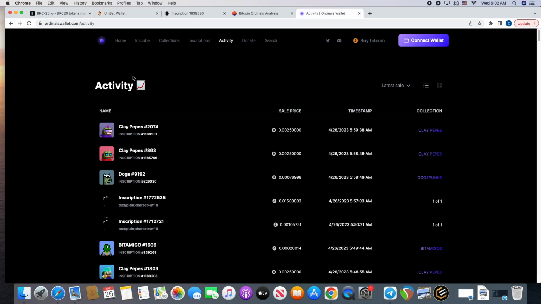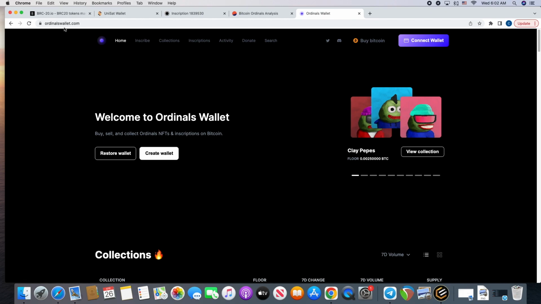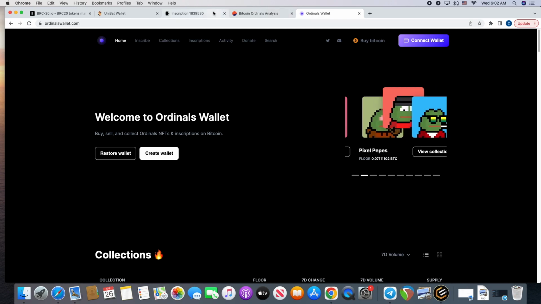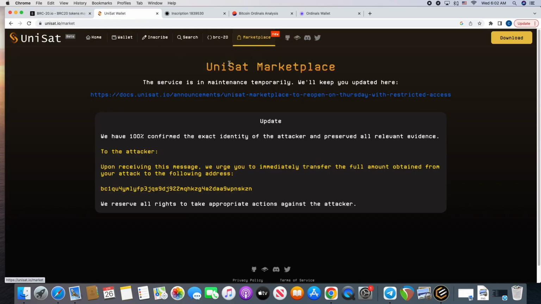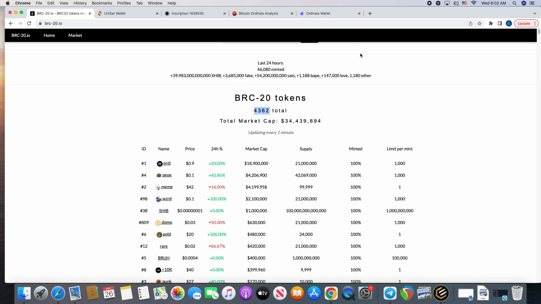You also have Ordinal's wallet, who's going to be working on, I think they own BRC20.io or BRC20.com. So there's going to be a lot of infrastructure built out in a few days. Eventually I think one of these BRC tokens, or a couple of them, are really going to have a high market cap, hundreds of millions, maybe $1 billion. That's just my opinion. Once the Unisat marketplace is back up, that'll be a spot. Ordinal's wallet are going to have their website.